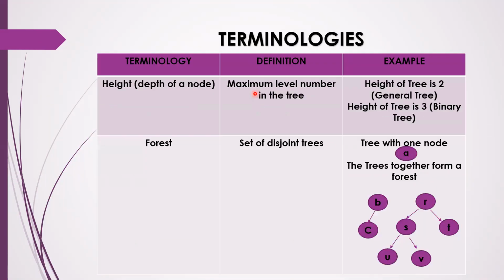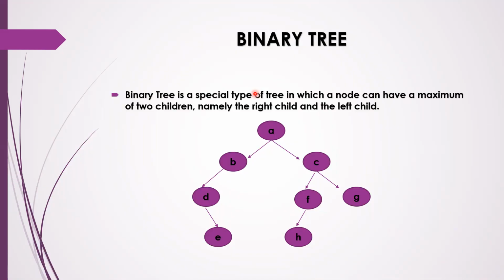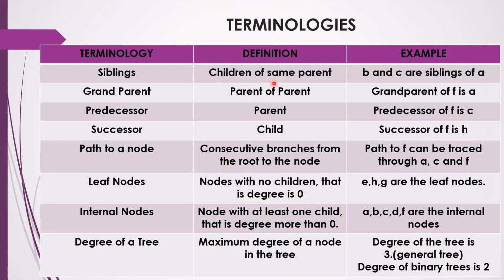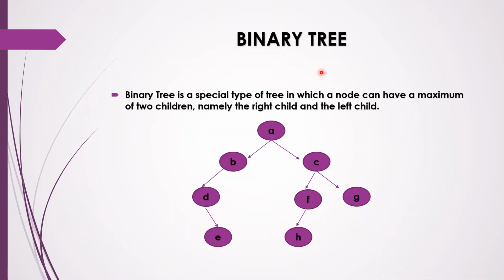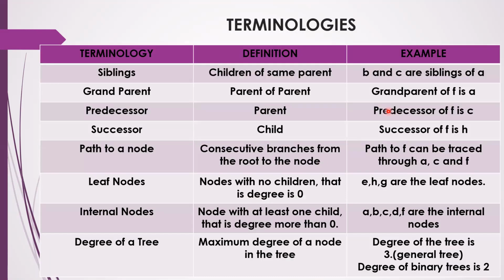So we'll see the terminologies here. So first, siblings. Siblings means children of the same parent. Same parent children are called siblings. So A is a parent here and it is a root node. Children are B and C. So B and C are siblings here, right? B and C are siblings of A. Correct.